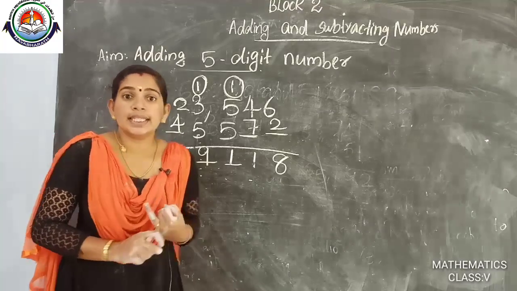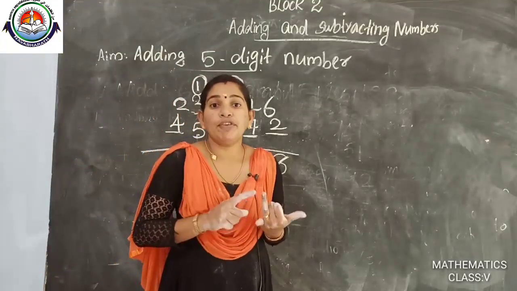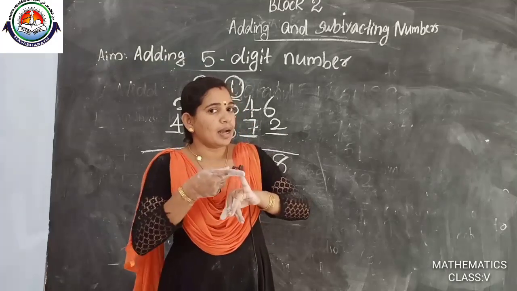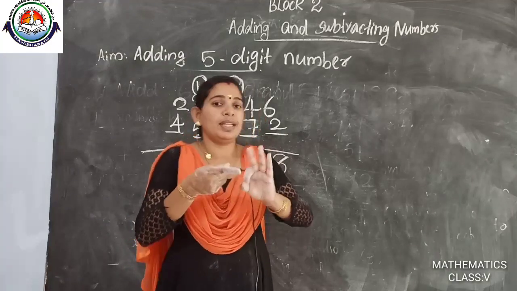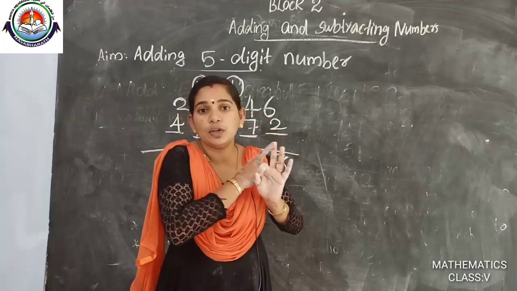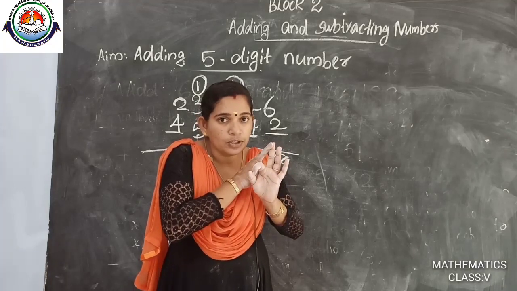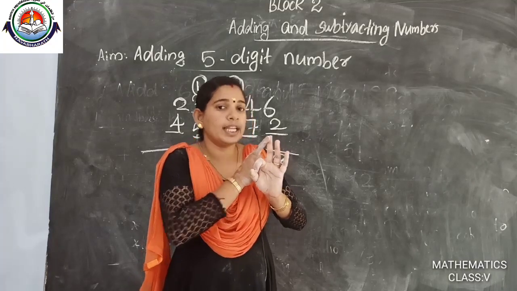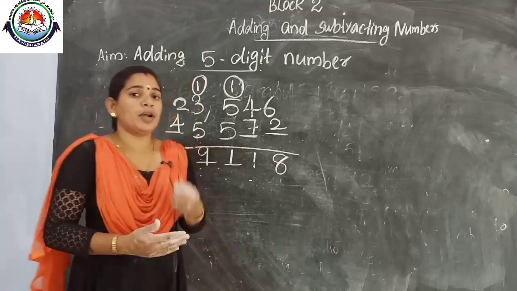Okay. Does anyone have a doubt about this? Today we discussed how to add 5-digit numbers with abacus, without abacus, and without abacus and place value chart. Does anyone have a doubt? Okay, thank you. We'll do more problems later.